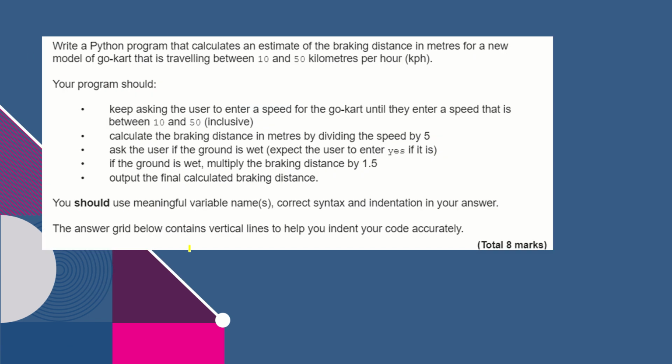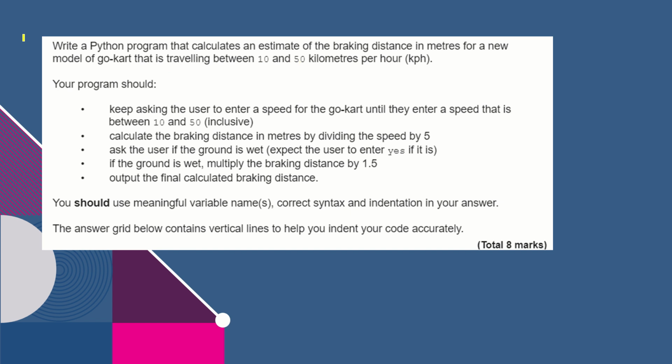Let's have a look. Third one. Here are some different keywords. Again, try first before I go through it and then check your answers. Write a Python program that calculates an estimate of braking distance in meters for a new model of go-kart that is traveling between 10 to 15 kilometers per hour.